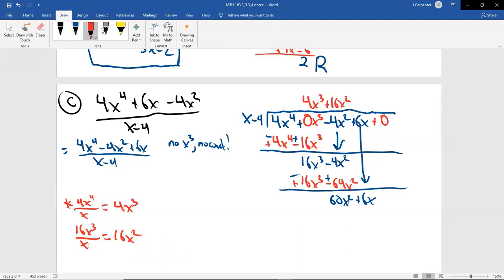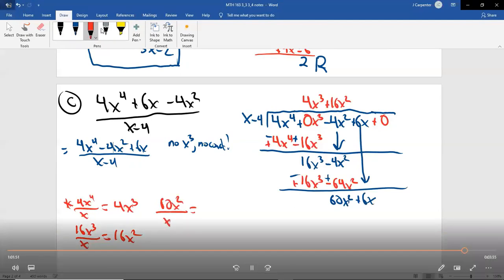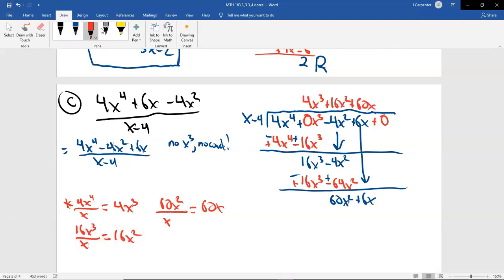Repeat, please. So 60x squared divided by x will be a positive 60x. So we got to go plus 60x. We're going to multiply. That'll be 60x squared for the multiplying of the x. 60x times negative 4 is going to be negative 240x. But when we switch those signs, I forgot to write my plus. I said it, but then I didn't write it. So that's a negative and that's a positive now.